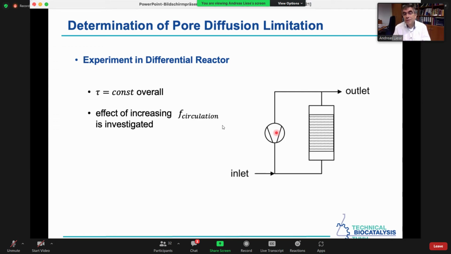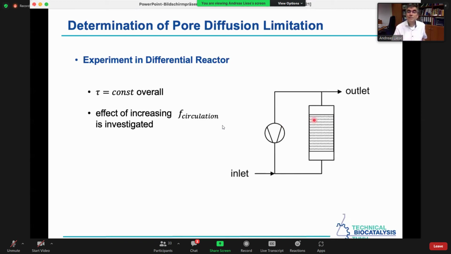Well, you can already imagine, if we do not have any pore diffusion, then the conversion should always be constant, because the residence time pump at the inlet determines the residence time in the circulation loop, and this should not be affected by the circulation.